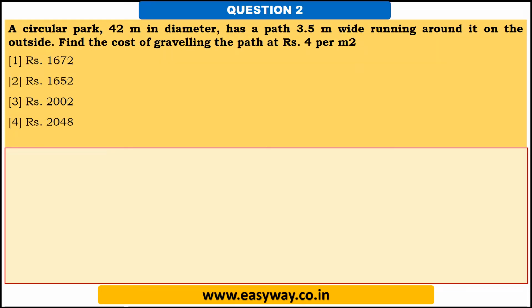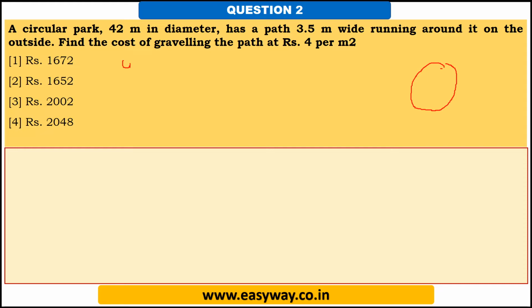The next question is, a circular park 42 meter in diameter has a path 3.5 meter wide running around it on the outside. Find the cost of graveling the path at ₹4 per meter square. Okay, now what they have told us, there is a circular path. Let us say this is a circular path, and they have told us that diameter is 42.